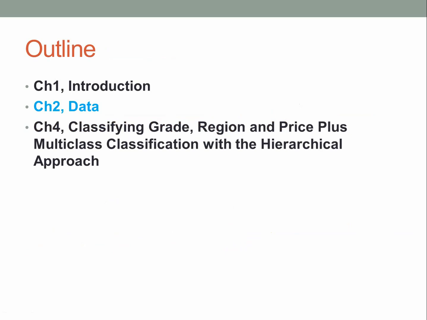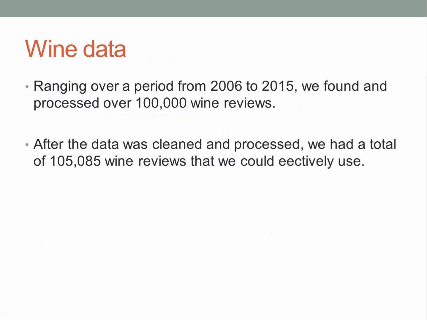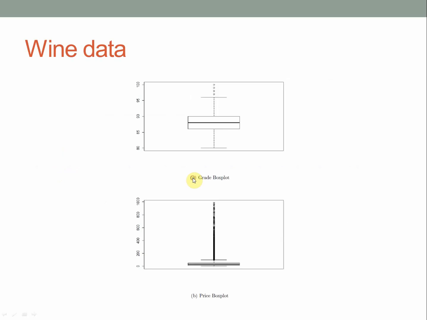The data that we collected is from 2006 to 2015. So over 10 years, we have collected more than 100,000 wines for the reviews. And of course, after careful processing and cleaning in data pre-processing, we get a little bit more than 100,000 wines that we want to effectively use.